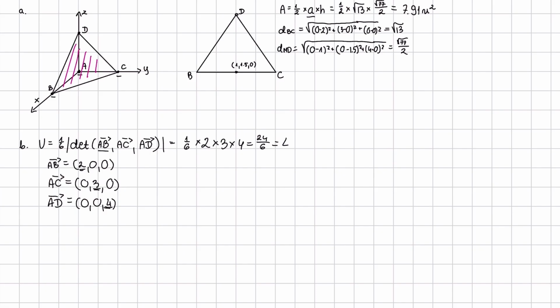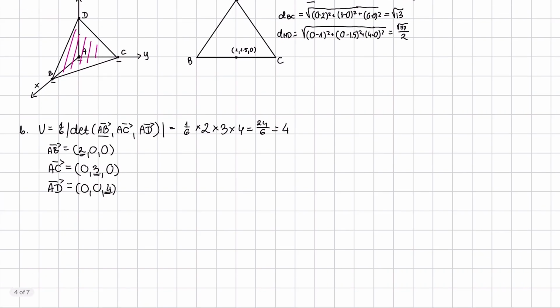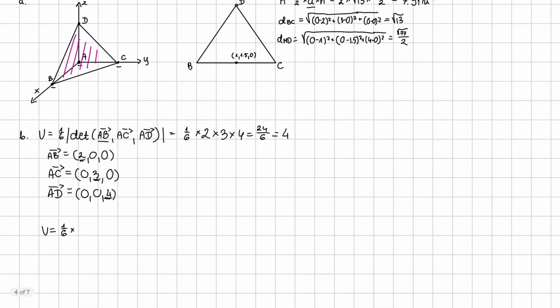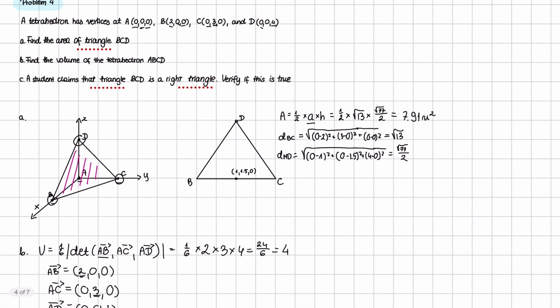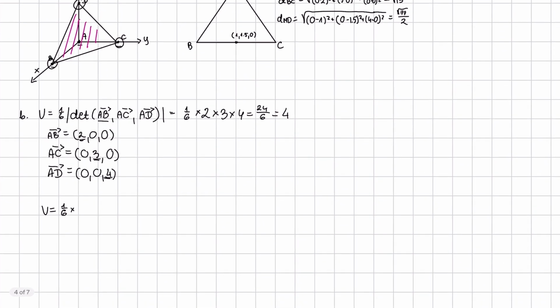so 4. And the easier way is just 1 over 6 times the product, so we have to multiply the points of intersection. So here, here, here, so 2, 3, 4, and the answer is the same, 24 over 6, so just 4.